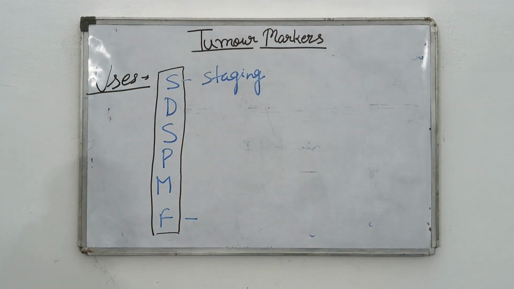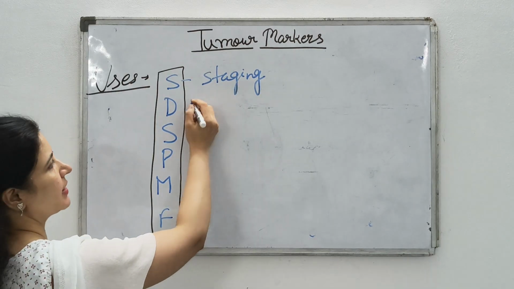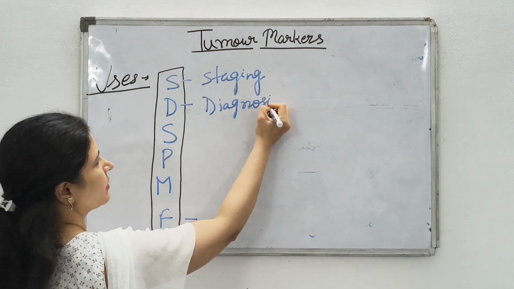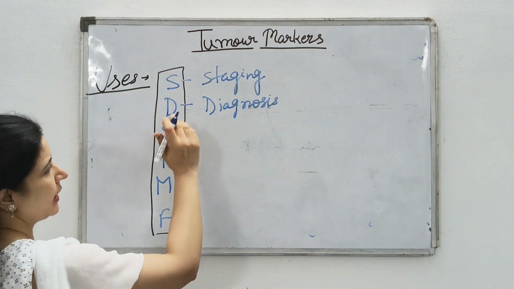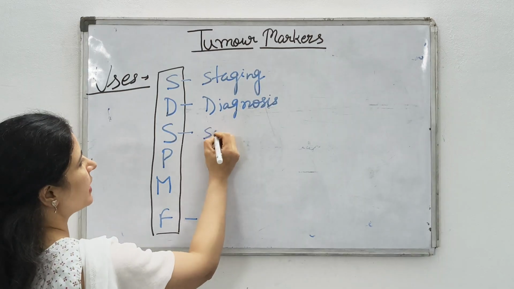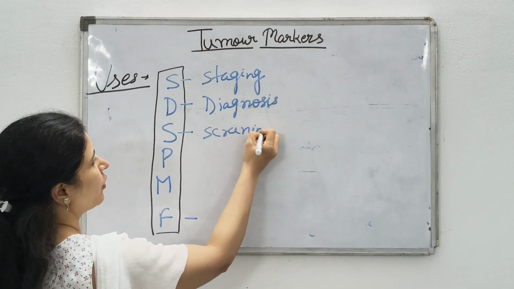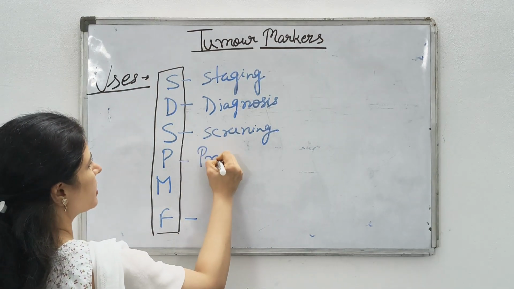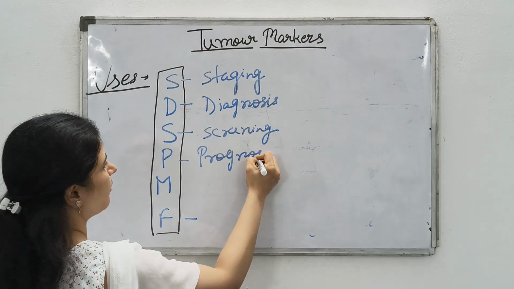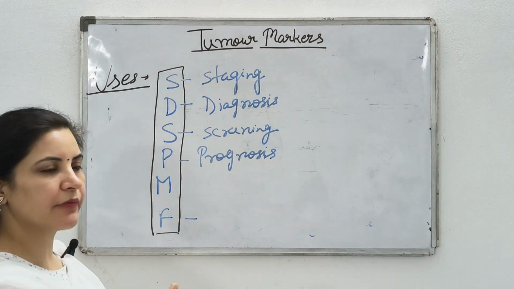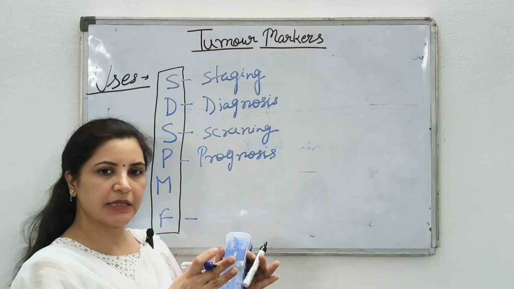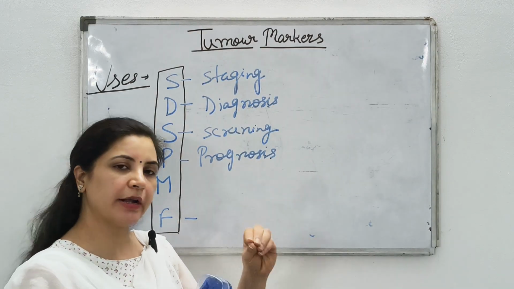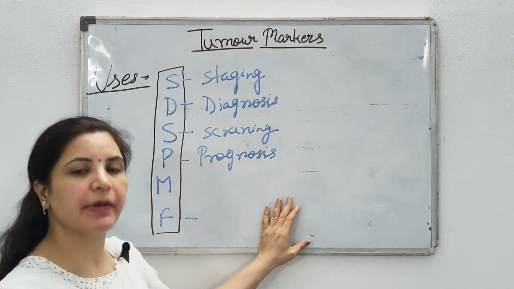What are the uses of tumor marker? You can use tumor marker for staging of cancer. D stands for diagnosis. For diagnosis of any disease, you can detect this tumor marker. S is for screening. If you want to screen any organ, you have to detect this tumor marker. P stands for prognosis. Prognosis means these tumor markers will tell whether this cancer has a good prognosis or a worse prognosis. Prognosis means when you treat a cancer, whether it will be cured or not.